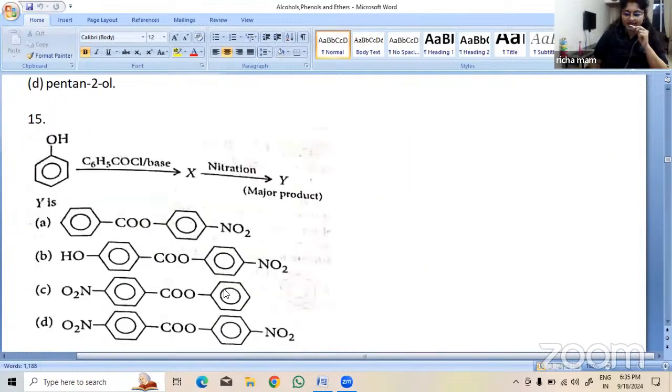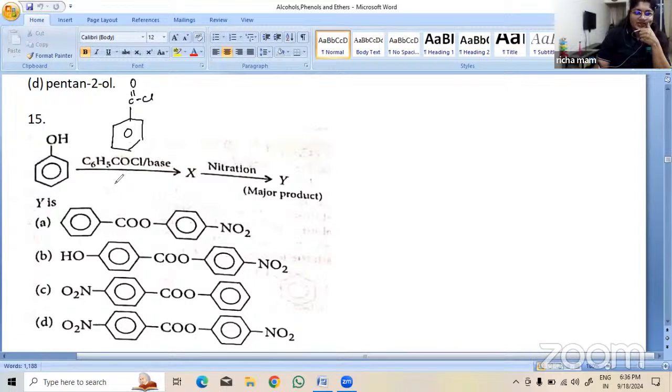So again, a reaction. You have a phenol. It is undergoing benzoylation with C6H5COCl. So that is your benzoyl chloride, C double bond O, Cl. Then what are you going to get? In the presence of a base, it will undergo benzoylation.